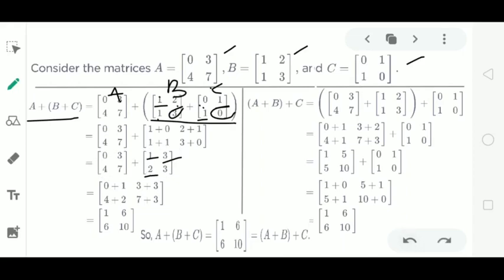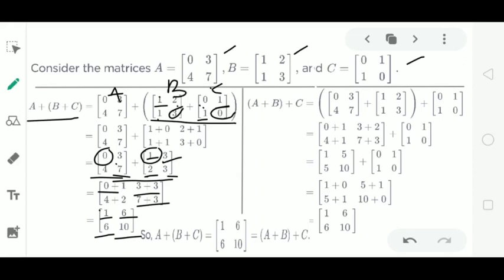Again here we have two matrices and we have to find the sum of these two matrices. So we know that the sum of these two matrices is obtained by adding corresponding elements. We add the first element of the first matrix to the first element of the second matrix: 0 plus 1, 3 plus 3, 4 plus 2, 7 plus 3, which results in 1, 6, 6, 10. This is the LHS, that is A plus (B plus C).